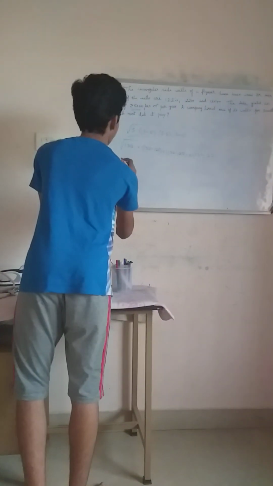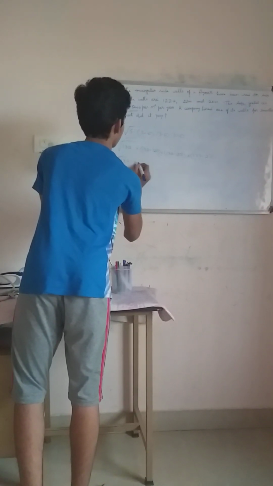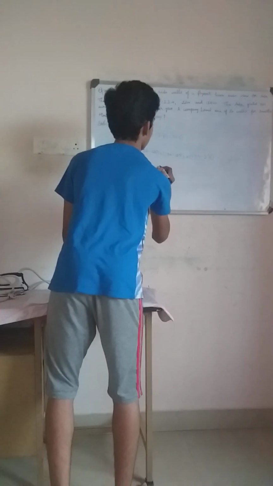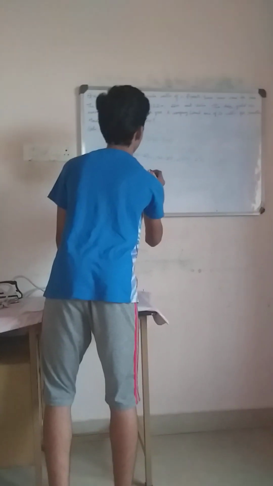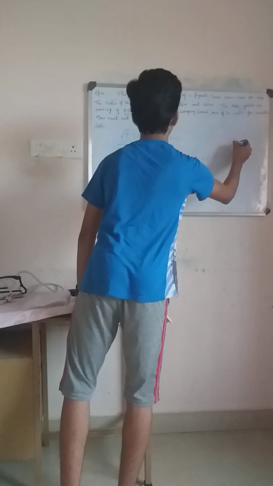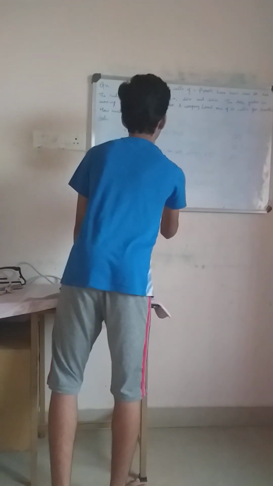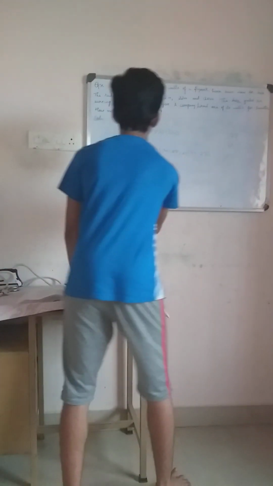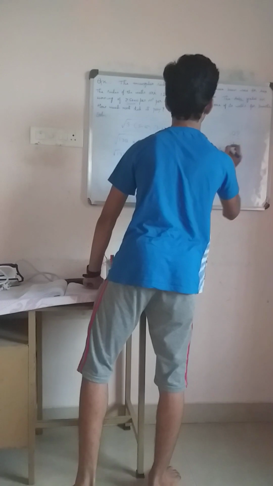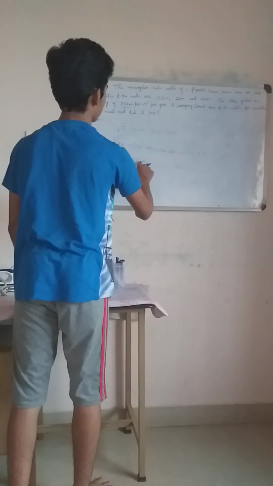So we are going to get it as root 132 into 12 into 10 into 132 minus 122, which is 10. I think I made a mistake somewhere around here. So it's going to be 12. 132 into 12 into 10. Now it's going to be 110. So root 132 into 12 into 10 into 110.